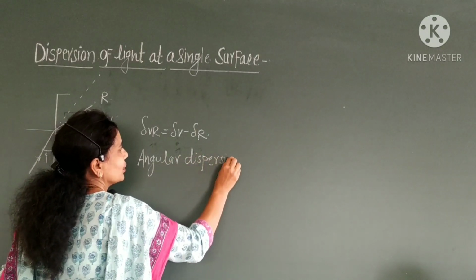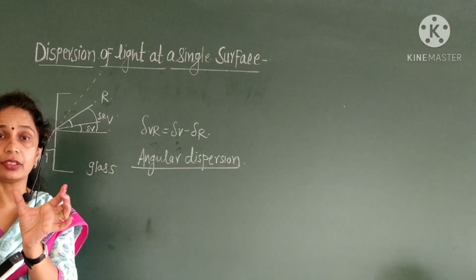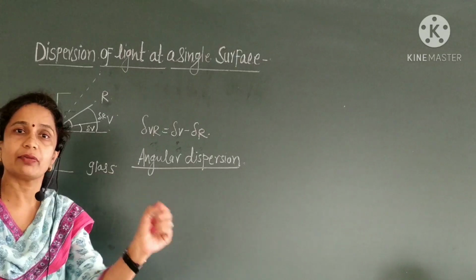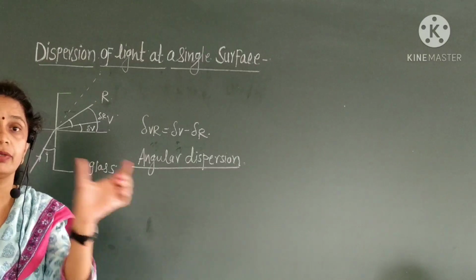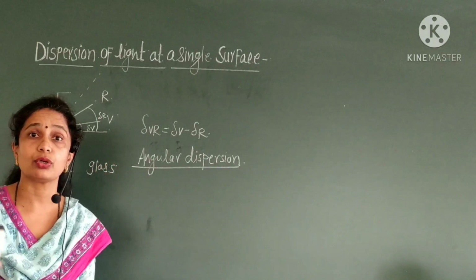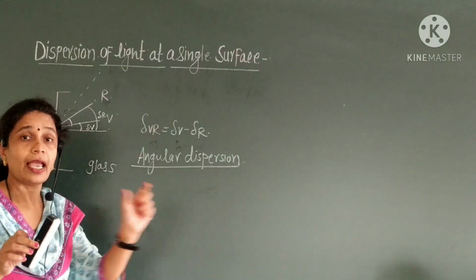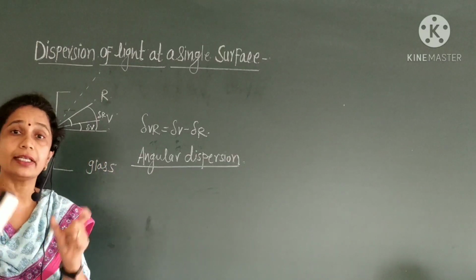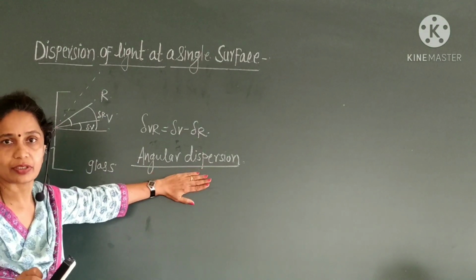Angular dispersion. It is again a very important term. Angular separation between the two extreme colors. Extreme colors means the last two colors. The first color is red and the last one is violet. Okay, in the sequence VIBGYOR, those are the colors, and all of those colors together form the spectrum. Right? Therefore angular dispersion means the angular separation between the two extreme colors in a dispersed beam of light is called angular dispersion.